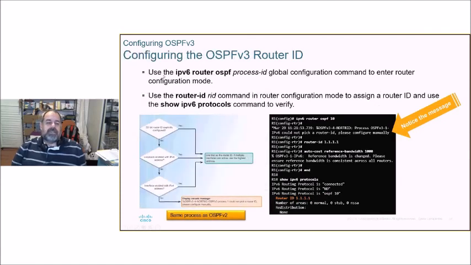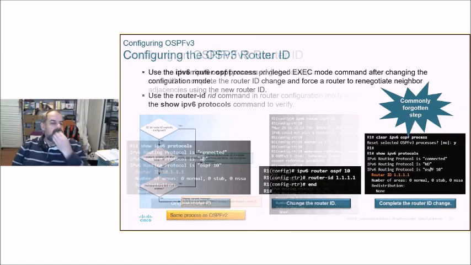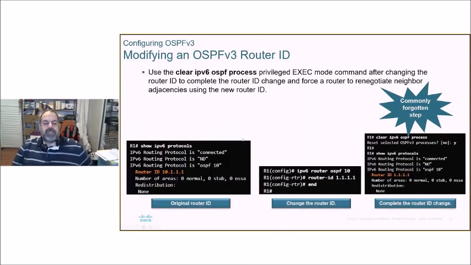You can do the IPv6 router OSPF process ID global command to enter config mode. You do a router ID. You don't have to do much else. You might want to do the auto-cost reference bandwidth command, but that's probably about it. If you've changed the router ID, of course, you need to use the clear IPv6 OSPF process command to reset the router ID to be what you want.